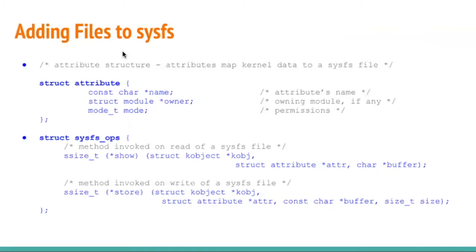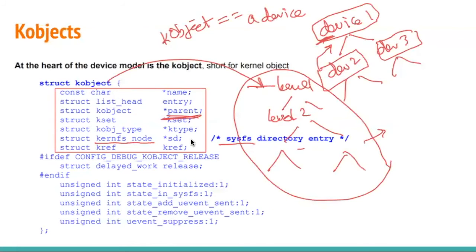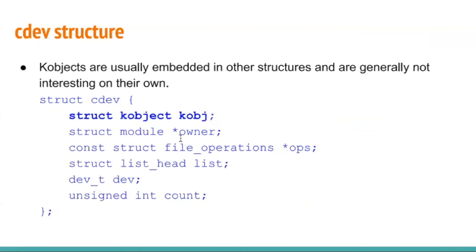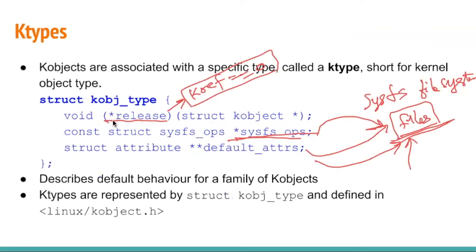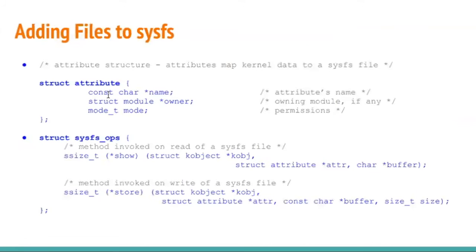In the kobject structure, we have this field, attributes. Here in the kobj_type, we have this attributes field. This is a structure of attributes. It contains a name. It is a kind of a variable or a file inside the file system. It has the owner and it has the mode permissions.